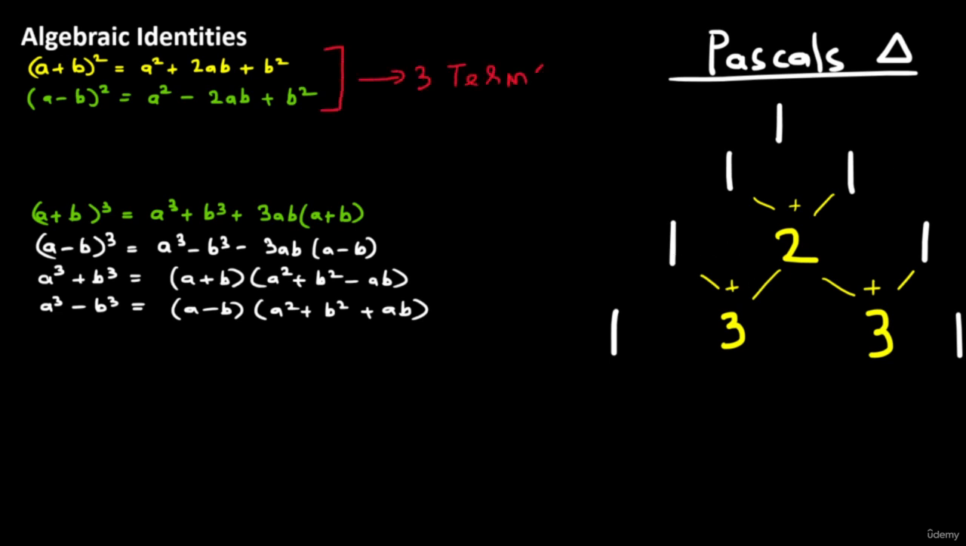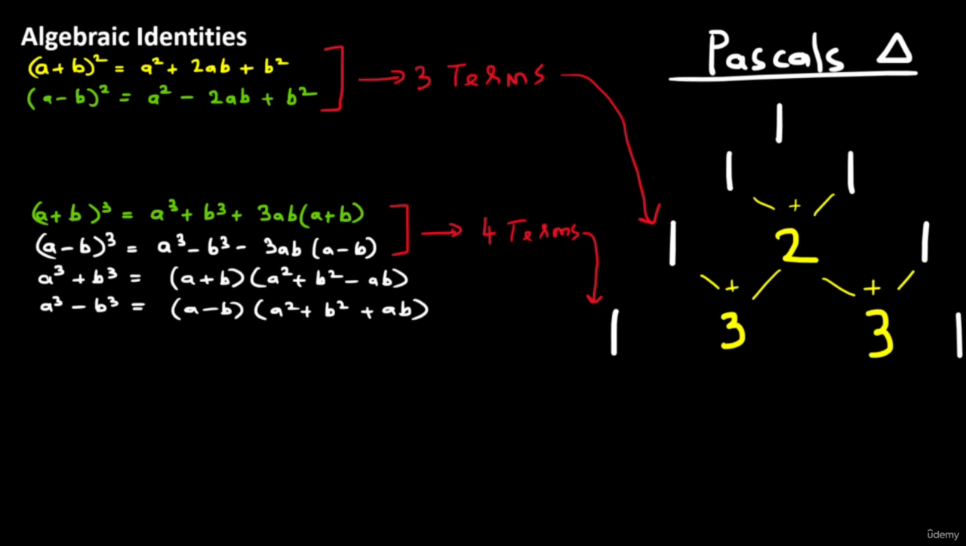So over here we have 3 terms, therefore it correlates with this row in Pascal's triangle. And (a plus b)^3 or (a minus b)^3 have 4 terms, so that correlates with this row in Pascal's triangle where we have 1, 2, 3, 4 terms. All right, now these are nothing but the coefficients of the expansion.